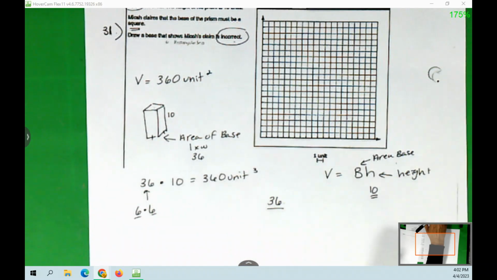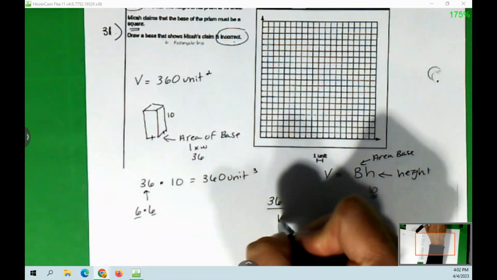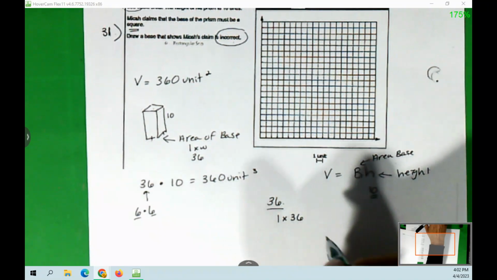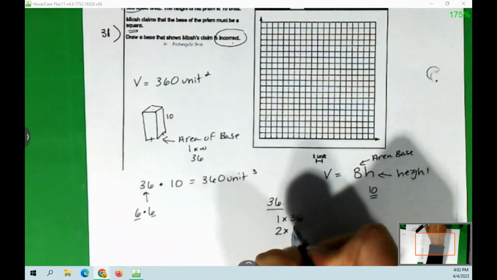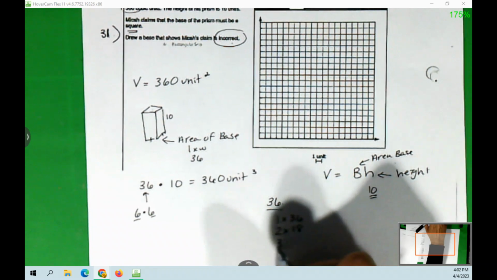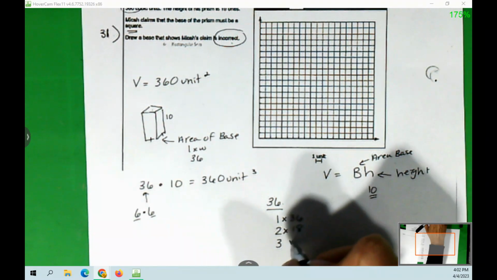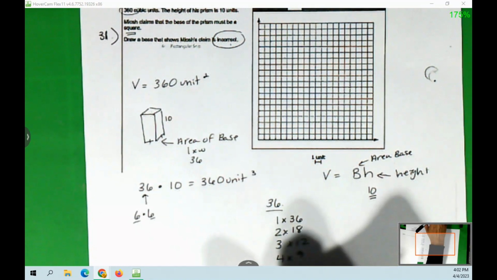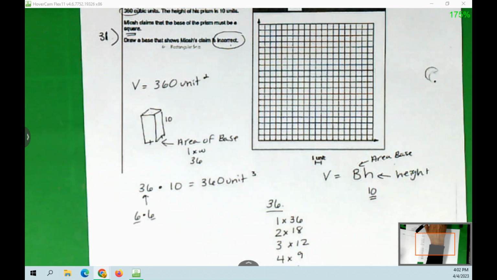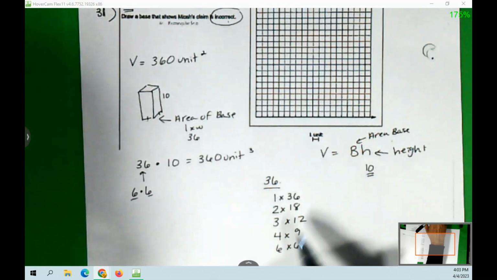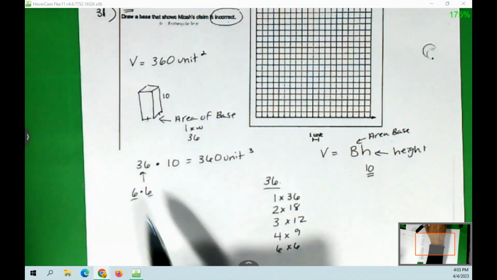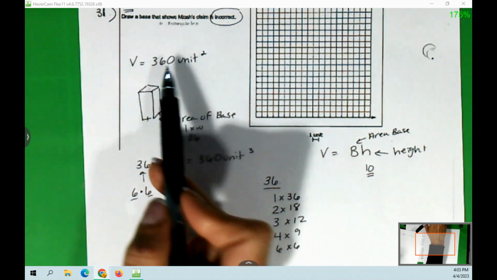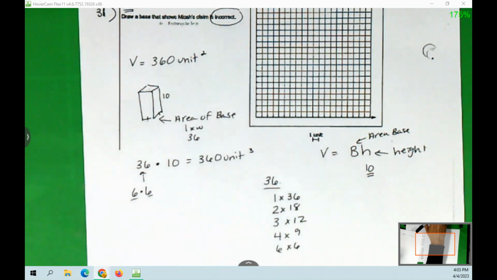So if we start thinking about listing our multiplication facts, we could do 1 times 36, we could do 2 times 18, 3 goes into 36, that would be 3 times 12, 4 times 9 is 36, and then also 6 times 6 is 36. Okay, and then we would kind of loop back to 9 times 4, which is the same thing as 4 times 9. So there are many different other bases that will still give us a volume of 360 units cubed.